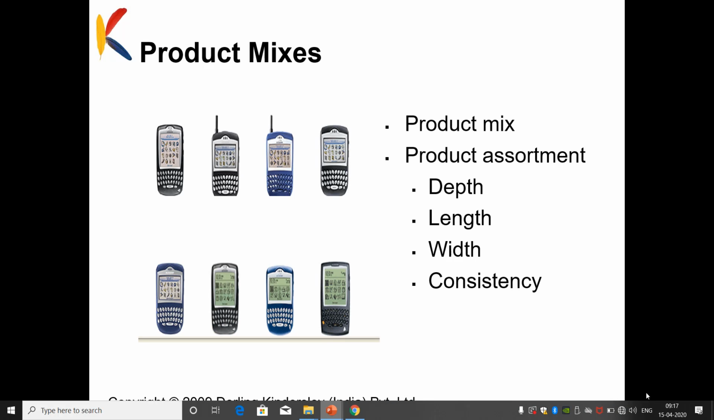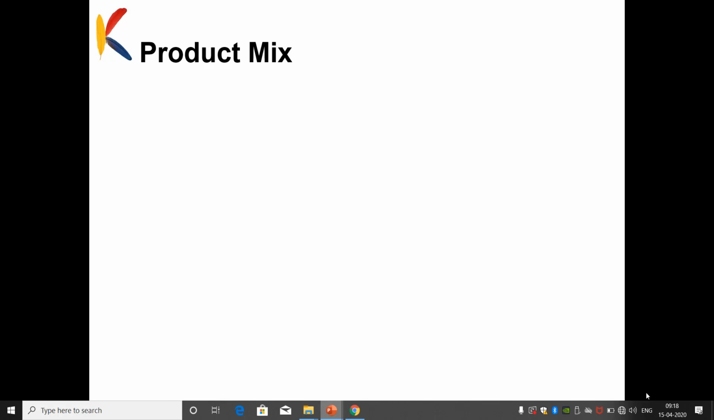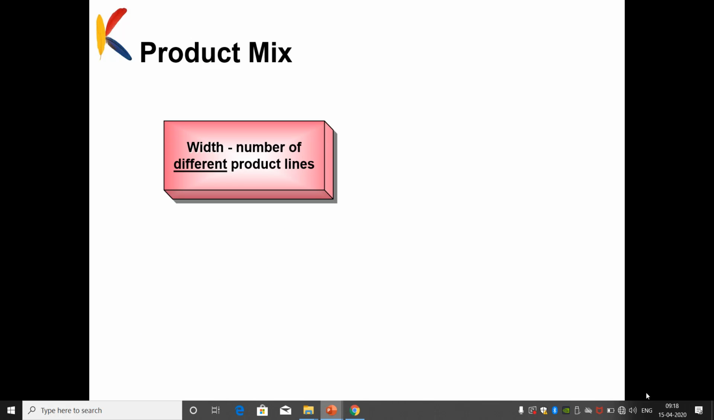So product mix basically has four things: product depth, product length, product width, and product consistency. That is called product assortment, a complete portfolio of the product. So we are going to learn each of these concepts: what is product length, product width, product depth, and product consistency, in the subsequent slides with an example. So let's take an example.